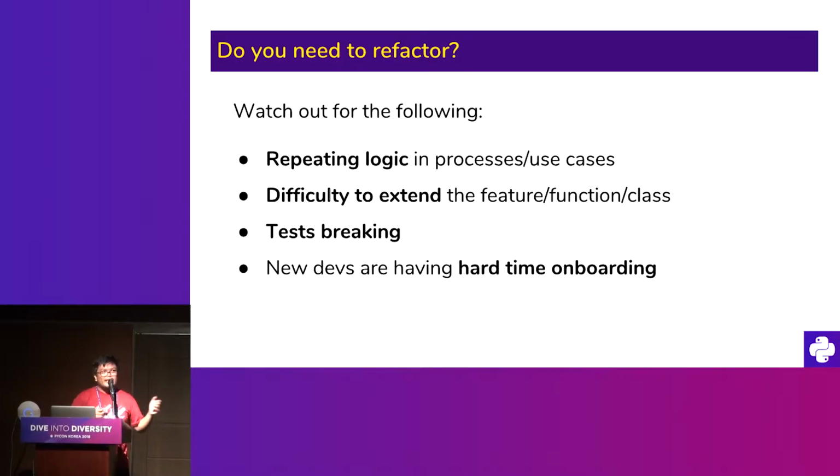The next sign that you need to look out for is, is it difficult to extend the feature? For example, the other team wants to use the library that I built, and they're having a hard time using it. Why? Then probably your code or my code is not well structured enough for them to be able to use it. And this one is for my QA friends, because oftentimes when tests break, your code is not well structured. That's 100% sure.